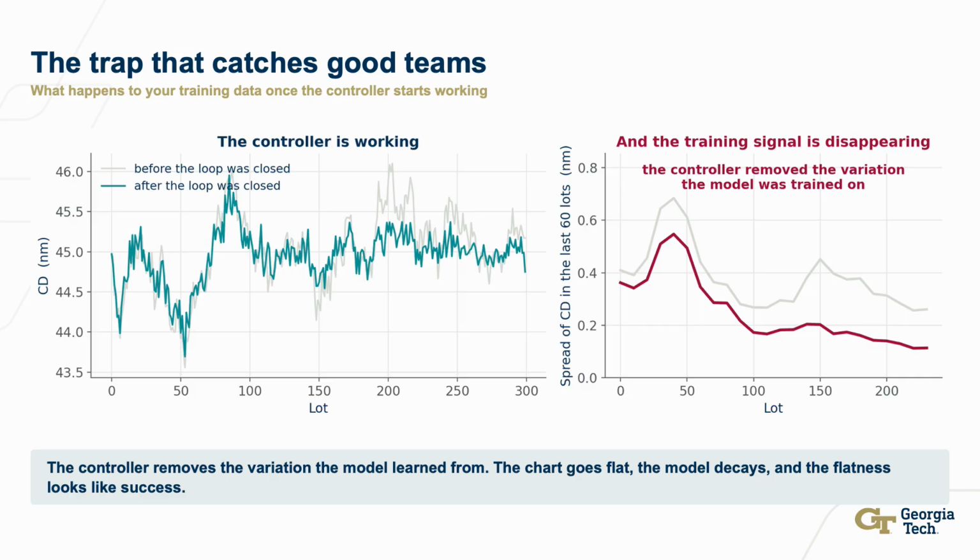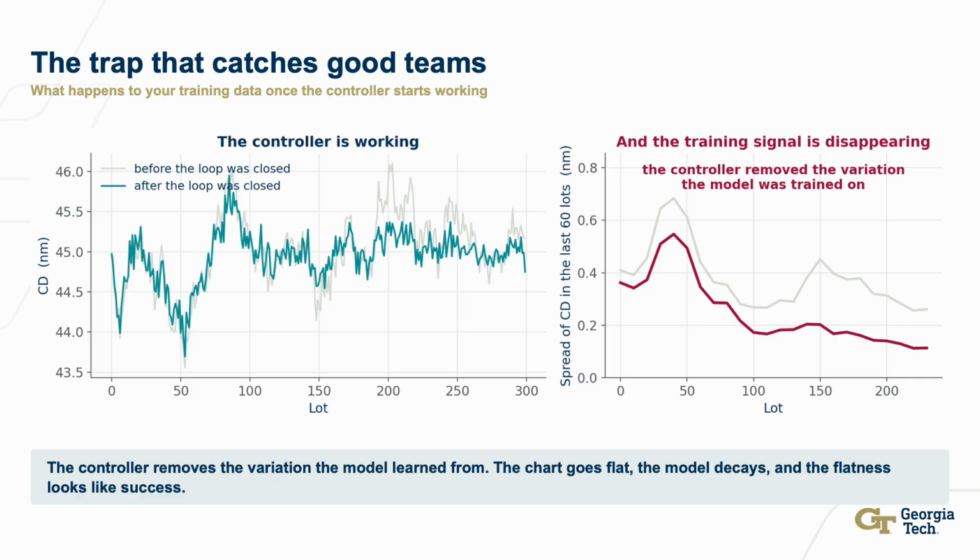Think about what the model needs in order to learn. It needs to see CD vary, and it needs to see the sensor patterns vary with it. That covariation is the signal. The controller's entire job is to remove variation in CD. So the better the controller works, the less signal remains in the data the model retrains on.